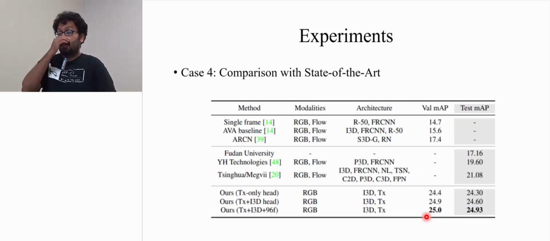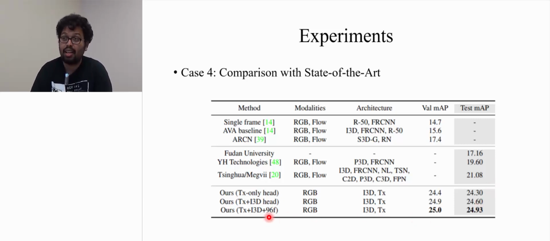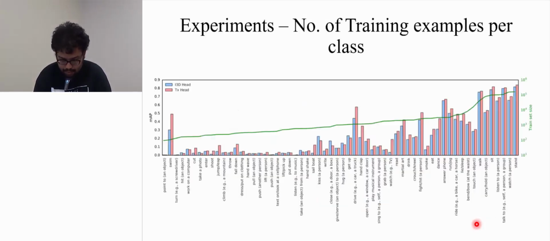So here is the comparison with the state of the art approaches. As we can see here, the proposed transformer network with the I3D as the head performs way better as compared to the other approaches in literature. And here 96F is the 96 frames that they extract as compared to the 64, which we had seen in the implementation details, and they obtain 24.93 as their highest mean average precision on the test set.